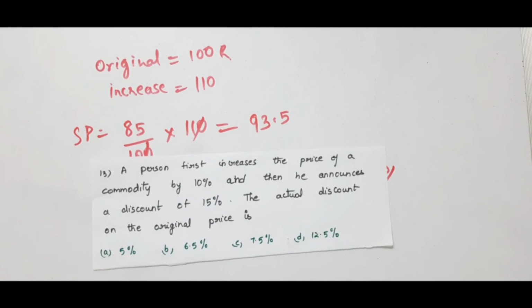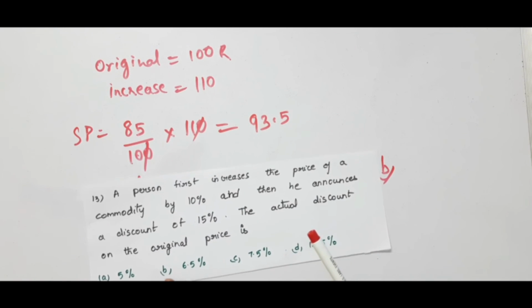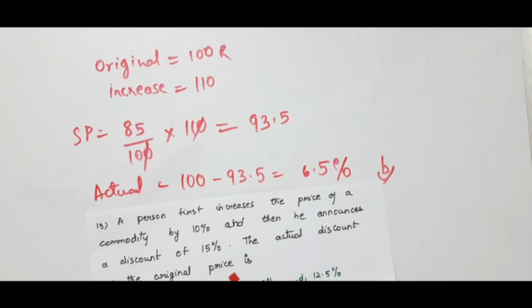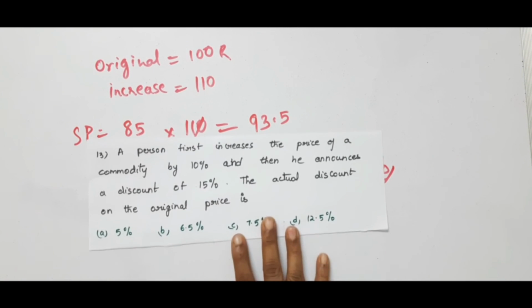So in this way you have to solve this type of problems. If they give the original price, okay. If they don't give the original price, take it as 100, and just add the percentage amount which he increased and find the selling price. To get the actual discount, you just subtract from the market price. Market price here is nothing but the original price. Original price minus selling price, you will get the actual discount. Now let us go to the next problem.